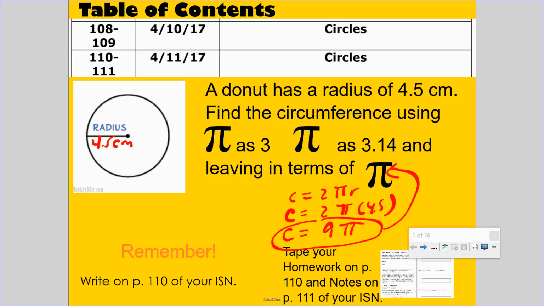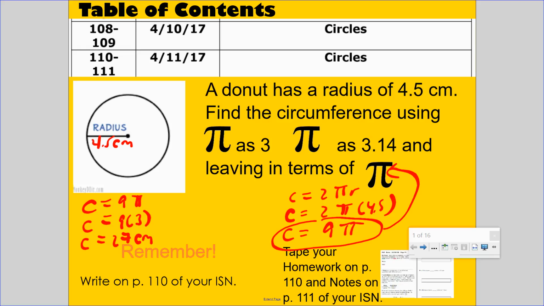C equals 9 pi. Now we need to substitute pi as 3. C equals 9 pi. Substitute the pi with 3. So circumference is about 27 centimeters. So the distance around the donut, the perimeter around the donut, the edge of the donut is 27 centimeters.